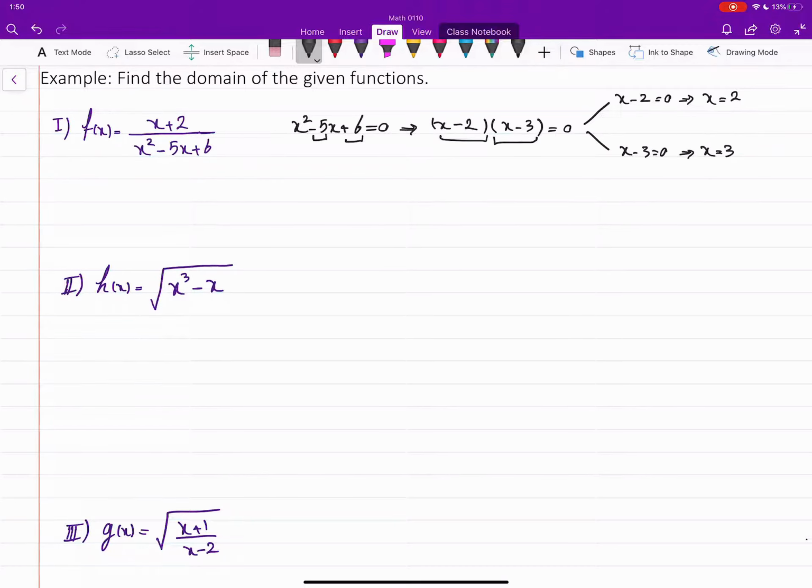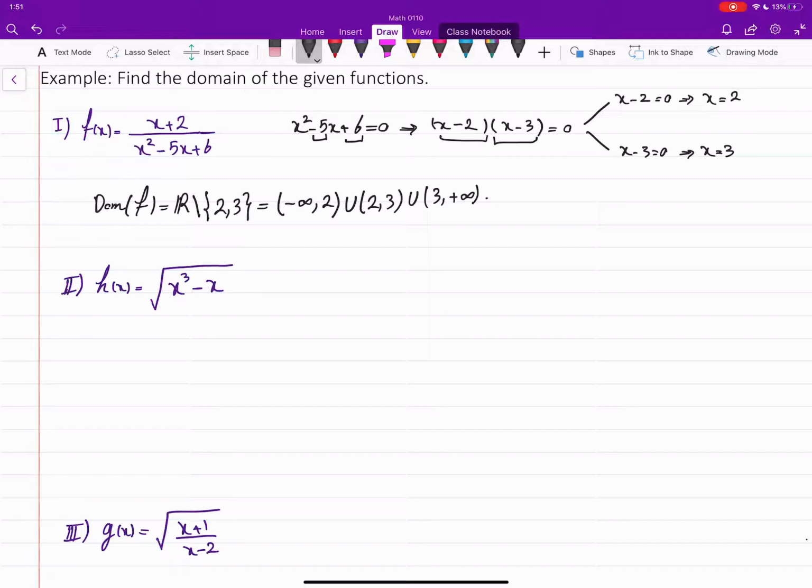What does this mean? This means that the domain of this function f is all real numbers, but exclude 2 and 3. The interval notation of this will be from -infinity up to 2, union 2 to 3, union 3 to plus infinity. That's the domain of that rational function.